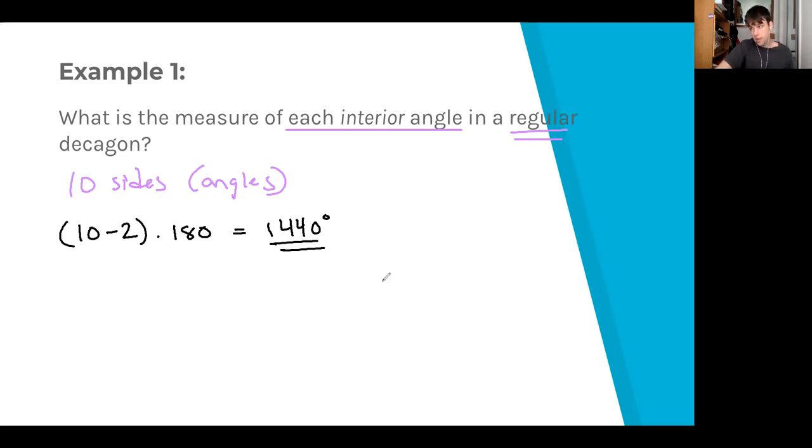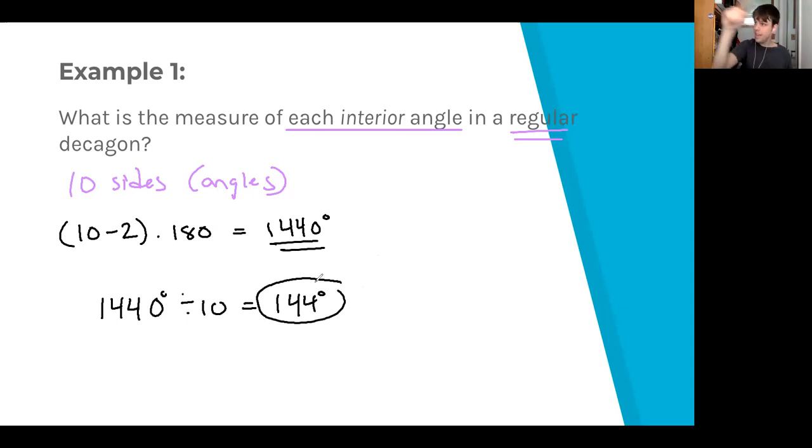Well, if there are 10 of them and they are all equal, I can just simply divide this by 10. 1,440 divided by 10, 144. So all 10 angles will be 144 degrees each. Pretty simple. This is the most straightforward way to have solved this problem.